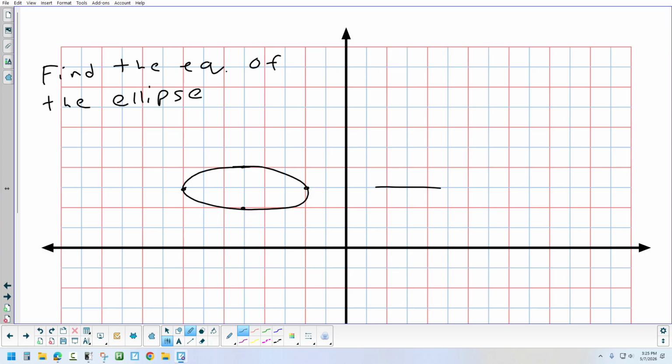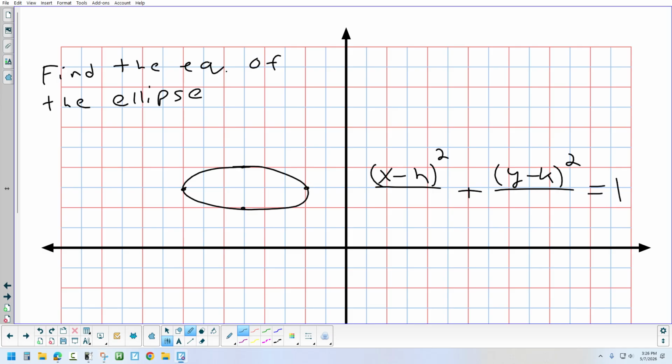X squared minus h. So we're going to do x minus h and then square the whole thing. Okay, and what is your second numerator? Y minus k squared. Yep. Y minus k squared. Okay, and what is the equation always equal to? 1.